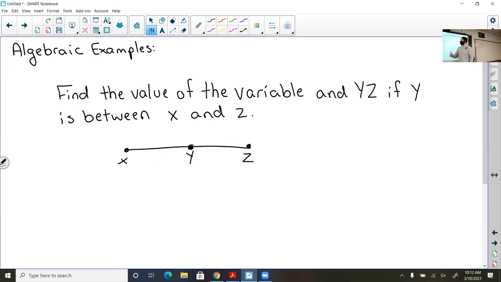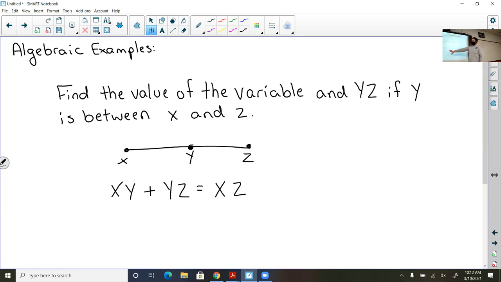And also, since we now have three points that are collinear, we can make the assumption that the first segment plus the second segment is equal to the entire segment. So no matter what I do, I know as a true statement that xy plus yz is equal to xz.